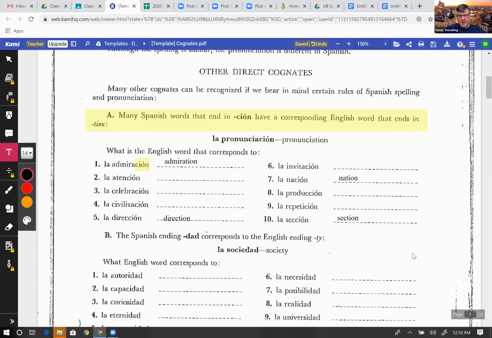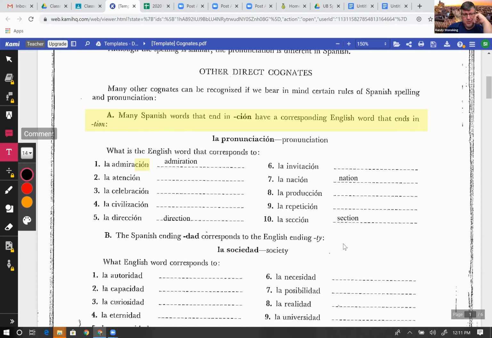Okay, let's do this. Alyssa, can you think of a word that's a T-I-O-N word in English that's not on our list of 10 here? Think of a word that ends with T-I-O-N that's not on the list. Action. Say it again. Action. Very good. Action.